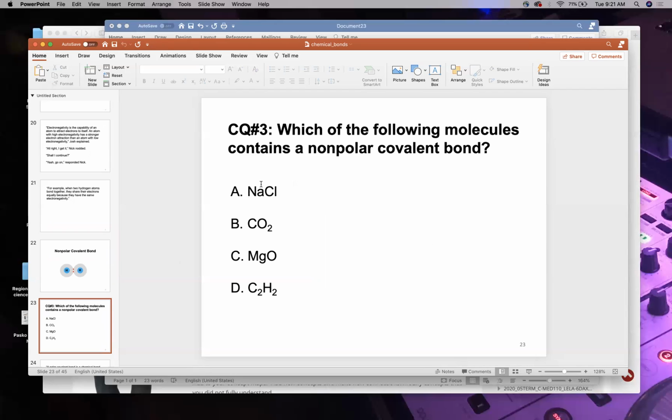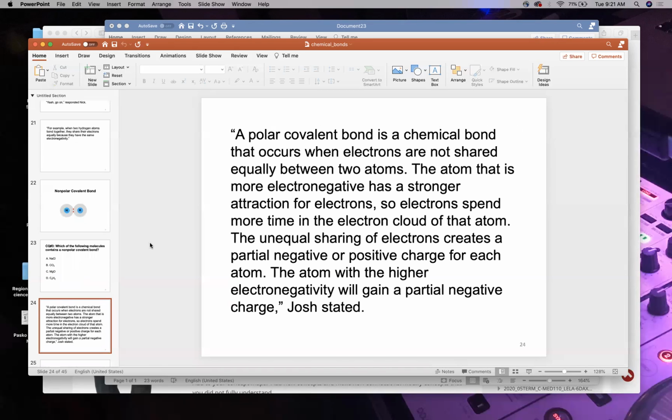We already know that sodium chloride is an ionic bond. So that already will eliminate which one of these is an example of a nonpolar covalent. Because remember, answering these questions is your lesson that's due for next week.